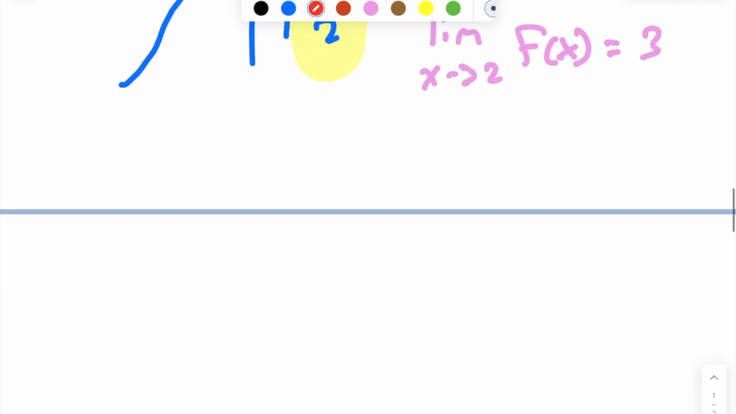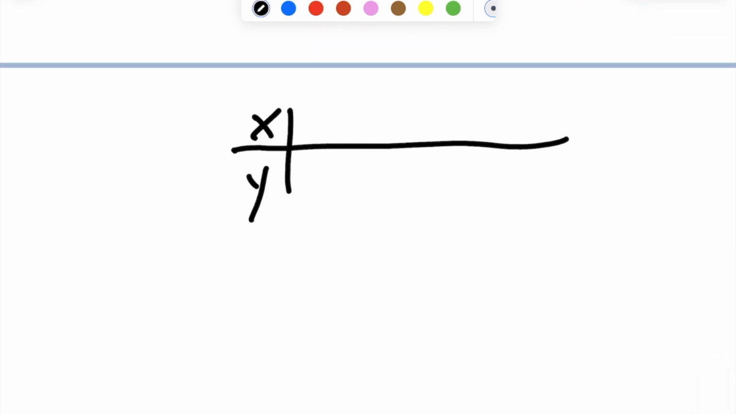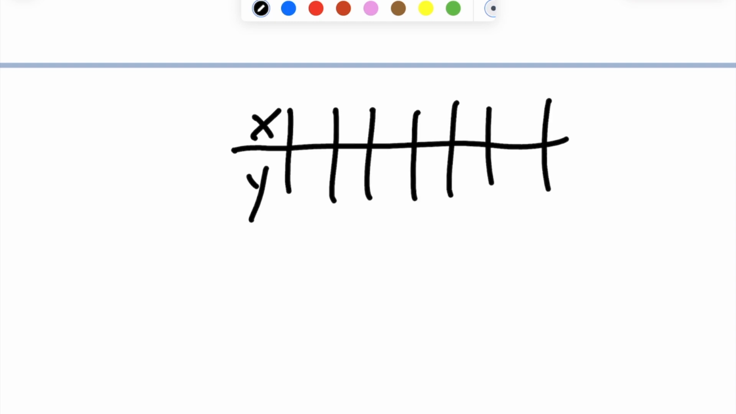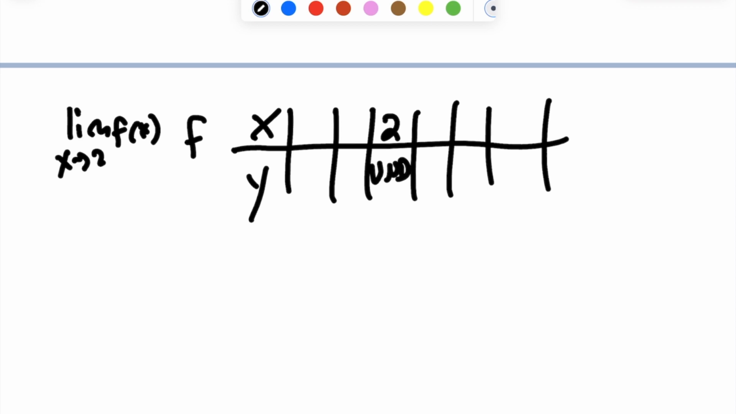Let me give you an example using a table, because you will have to interpret tables of values as well. So let's suppose we have an x and y, an input and output, and we want to find the limit as x approaches 2 of our function. Let's just suppose at 2 we don't have an answer. Maybe it's a hole. Maybe it's a vertical asymptote. Oh, probably not a vertical asymptote. I'm sorry, I should not have said that. But maybe it's a hole, right? It's a graph where there's no value at 2.